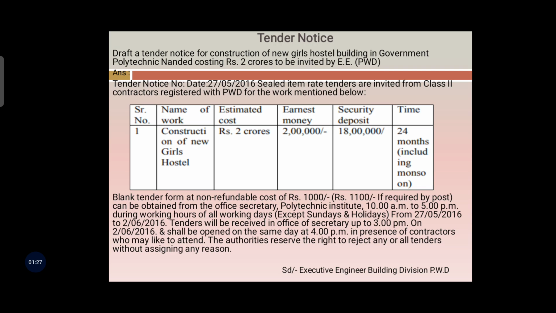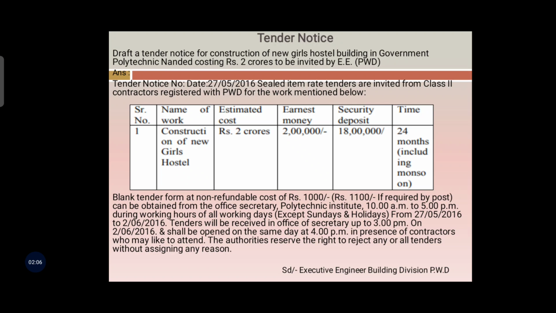Okay, so let's start. First we write the tender notice number. Then write a date; this is an example, so here write 27/5/16. Sealed item rate tenders are invited from class 2 contractors registered in PWD for the work mentioned below. So in table format there is the work mentioned. The first one is the name of the work. Then the estimated cost, then the earnest money, the security deposit, and the time.